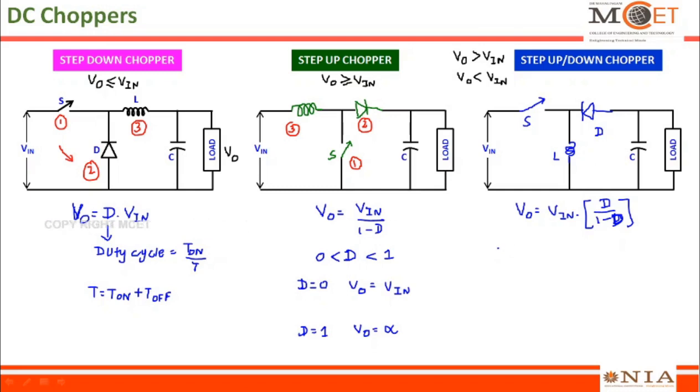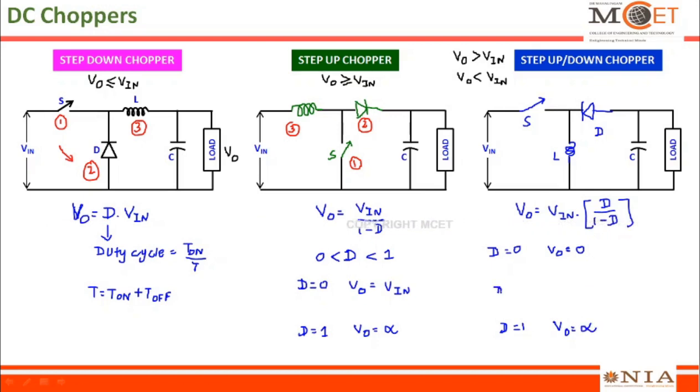Now let us try to take the values of D from 0 to 1. So when I substitute D equal to 0 in this expression, I will get V out equal to V in into 0 by 1 minus 0. So numerator is 0, denominator is 1. So V in into 0 becomes 0. So output voltage becomes 0. When I put D equal to 1 in this expression, I will get V out equal to V in into 1 divided by 1 minus 1, which becomes 0. So denominator becomes 0, so V out becomes infinity.